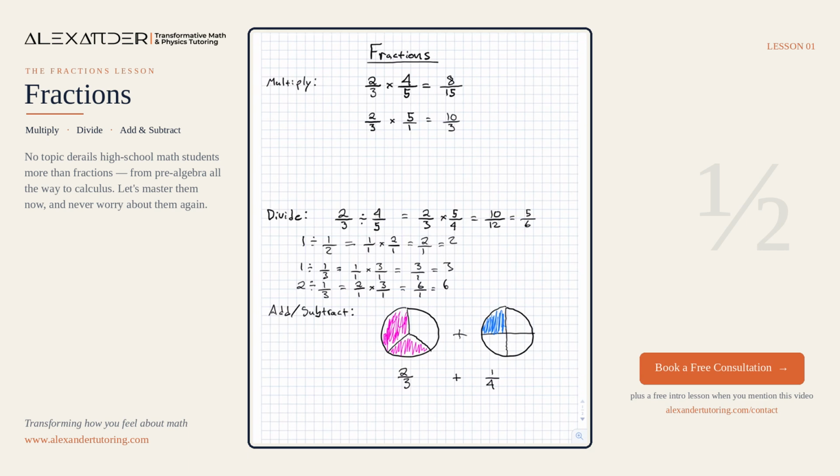So what we need to do is basically cut the pies so that the slices are the same size. And that way we can add same size slices together. How do we do that? I'll show you.